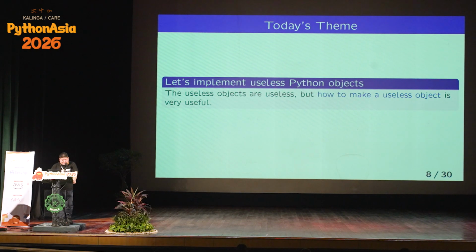We learn about object protocols. We learn about abstract base classes. We learn how Python works inside. The goal is not the useless object itself. Today's goal is learning through the process of making useless objects. Remember this idea. Let's keep it in mind as we go through the examples.